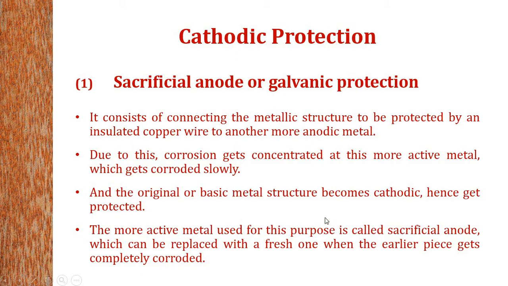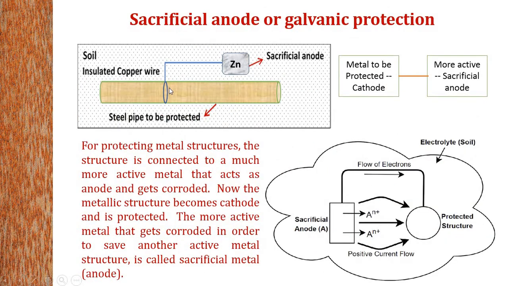The one which is used as anode is called a sacrificial anode because it is sacrificing itself in order to save the original metal structure. Once this sacrificial anode is completely corroded, we can replace it with a new, fresh one. So this is how sacrificial anode cathodic protection can be achieved.